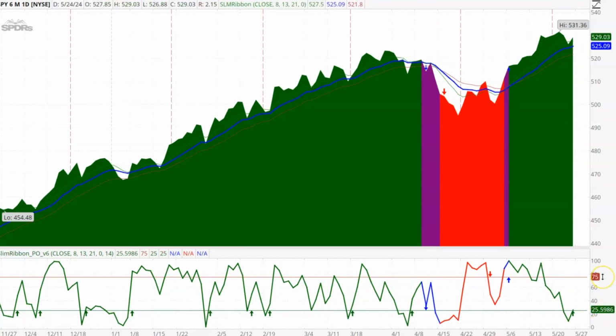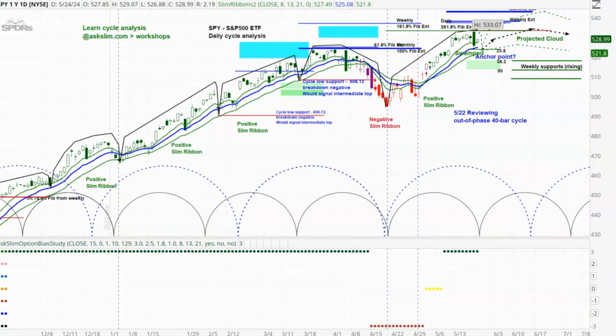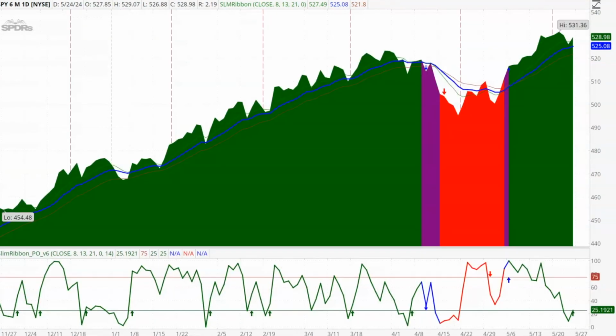Now, of course, that doesn't mean there won't be wiggles and little pullbacks, but at the same time, it does give you a great indication when you look at the option bias indicator and the slim ribbon PO, again, all level 4 indicators, that the market is certainly in good condition, and the highest probability is that it will have an upside bias as we're looking at the market.